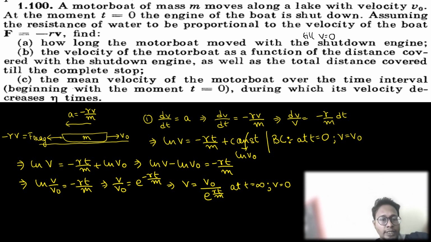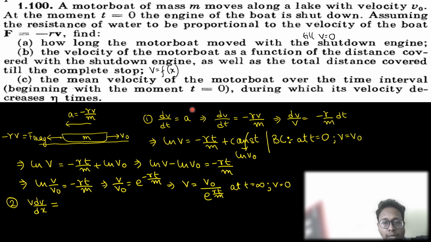The second part of the question is to find the velocity equation. Here the velocity equation is in terms of time, no? So the second part asks to find the velocity of the motorboat as a function of displacement. We can simply use the same relation: force is equal to mass into acceleration, or v dv by dx. This is nothing but acceleration, is equal to, what is the value of acceleration?